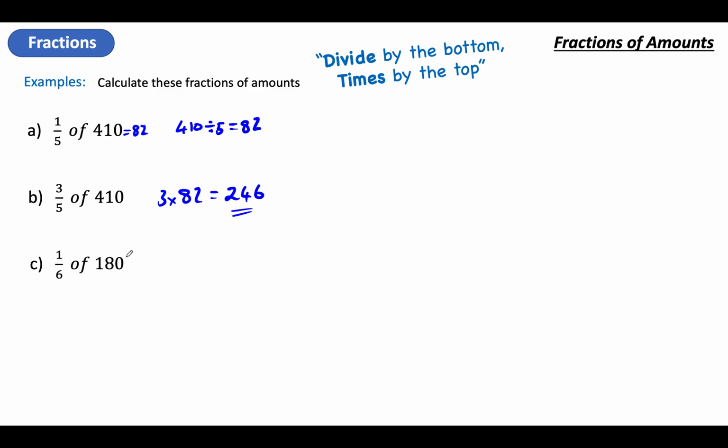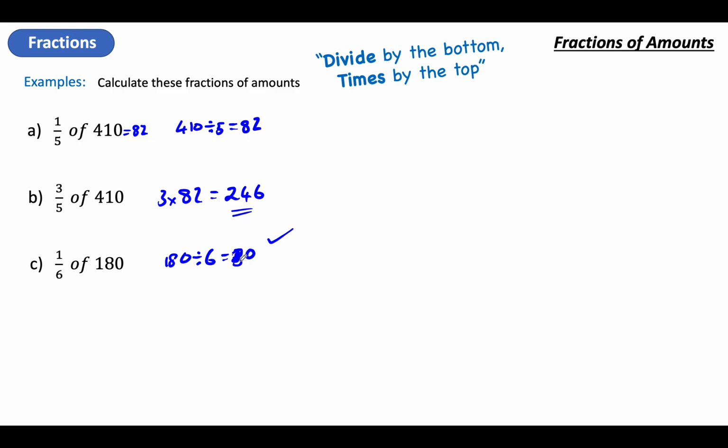So divide by the bottom to get, in this case, 1/6, times by the top to get as many sixths as you want. So 180. Let's divide it by 6, and when I divide that by 6, I get 30. So 1/6 is 30.